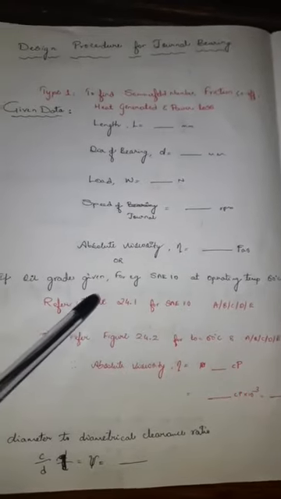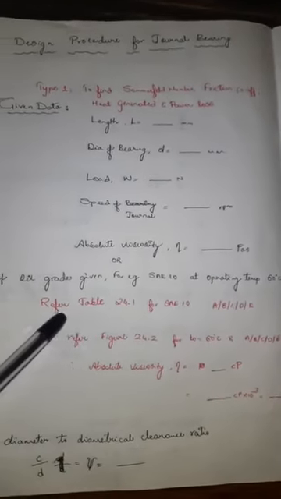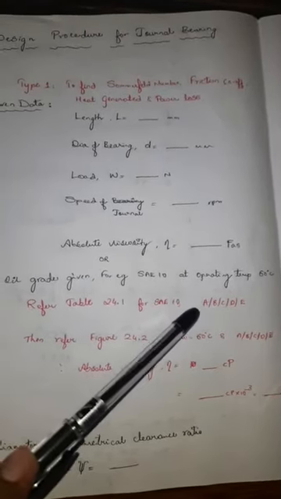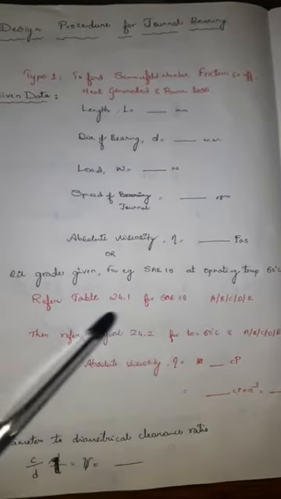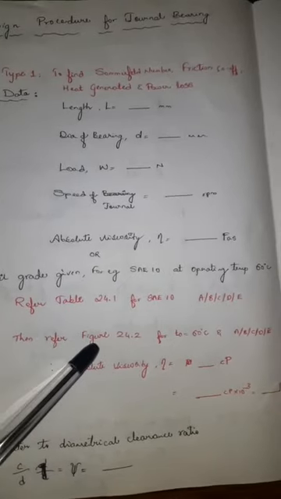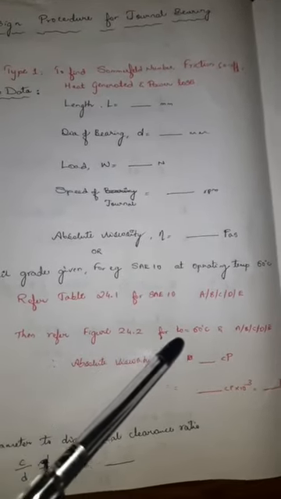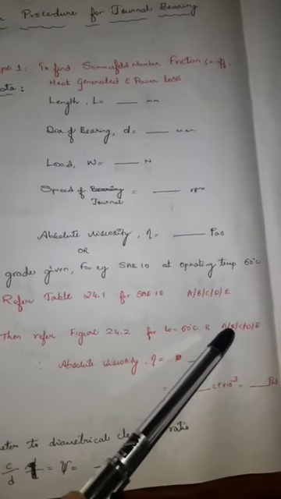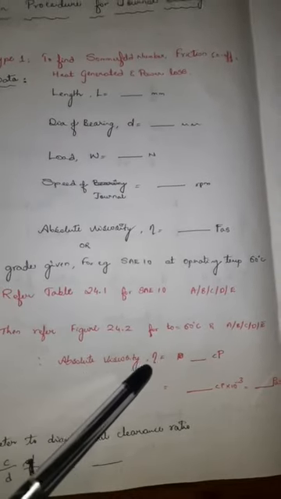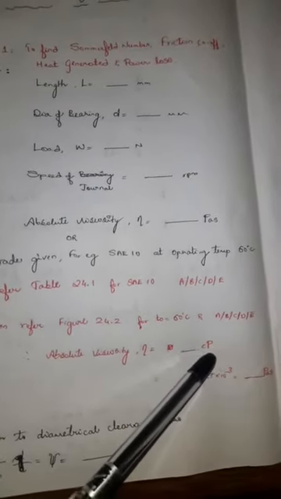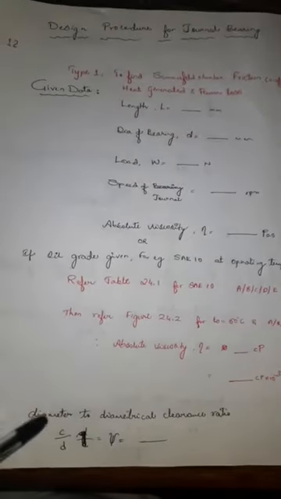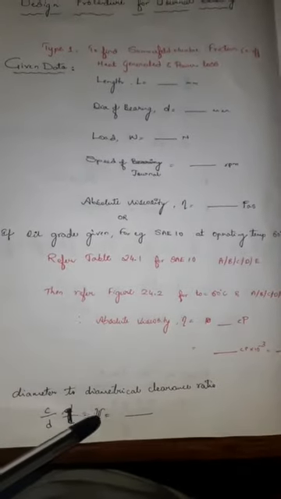When the grade of oil is given, say SAE 10 at operating temperature 60 degrees, refer to table 24.1 for SAE 10 and see where it falls under the A, B, C, D or E category. After selecting the category, refer to figure 24.2 for operating temperature 60 degrees and the category, and find the viscosity mu in centipoise. Multiply by 10 to the minus 3 to get Pascal second. And lastly, the diameter clearance ratio C by D, or psi, will be given.